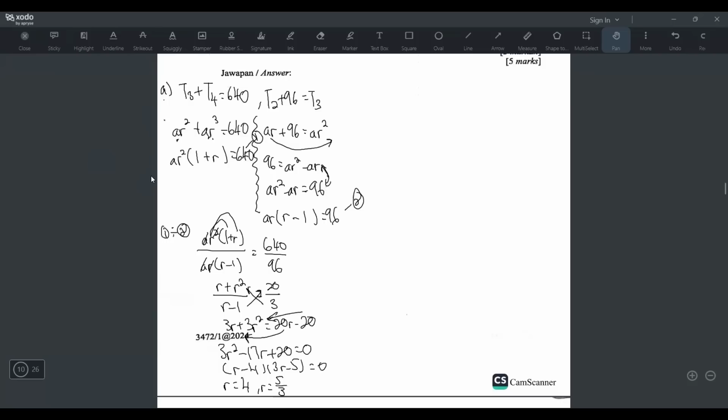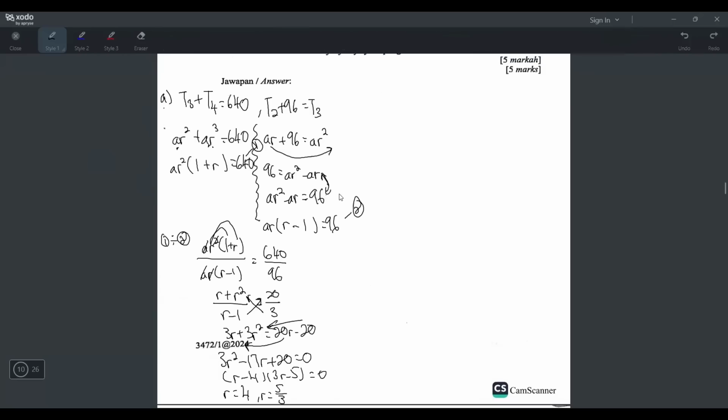Then let's find the A and see which one we have to reject. So when R equals 4, and the other one is when R equals 5 over 3, right? So let's find the A. We have to sub into an equation. Which equation? Actually one also can, two also can, right? But I will sub into equation 2.